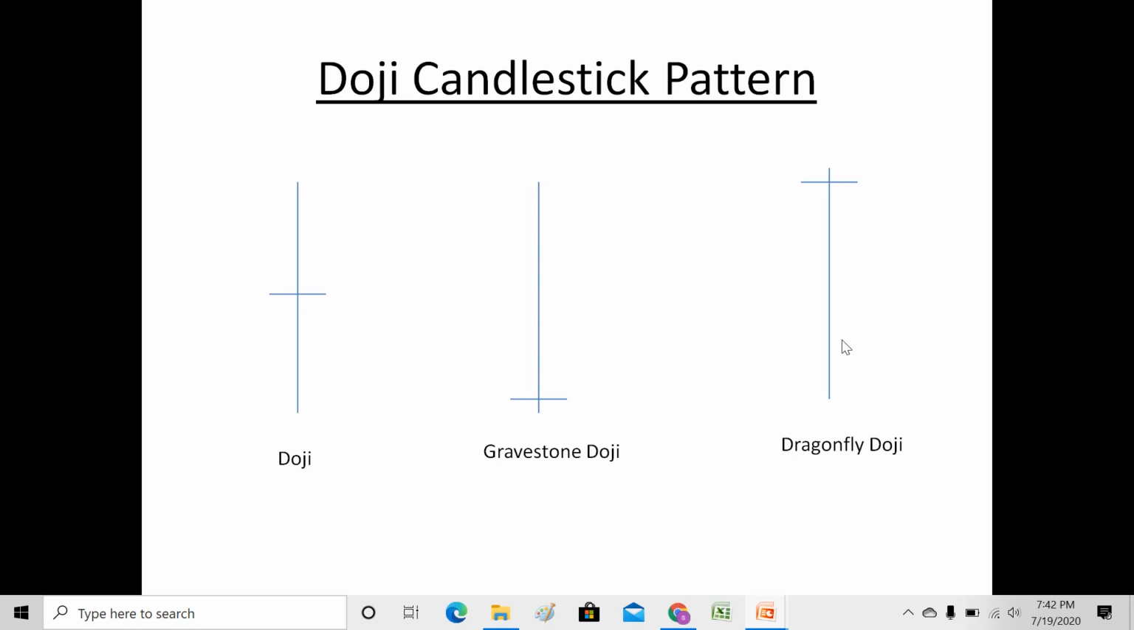Doji candlestick patterns are very effective in the longer time frames, maybe the daily time frame, weekly time frame, or monthly time frame. On smaller time frames, they are not much effective, particularly time frames less than 60 minutes. They are more effective in time frames greater than 60 minutes.